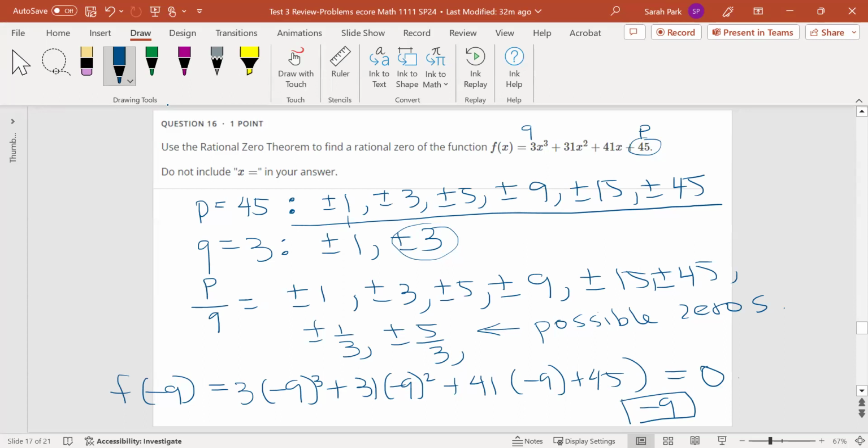But to get to that point, I would have to plug in 1 and see if that gave me 0, and it didn't. I tried the 3's and that didn't work, plus or minus 5 didn't, and positive 9 didn't work, but -9 worked. And so -9 is the zero of this function f of x. A good way to approach this is you could also graph this using your graphing calculator and see where it crosses the x-axis.